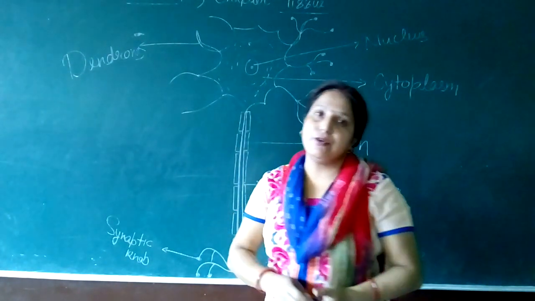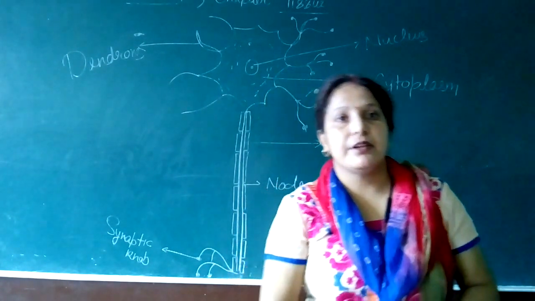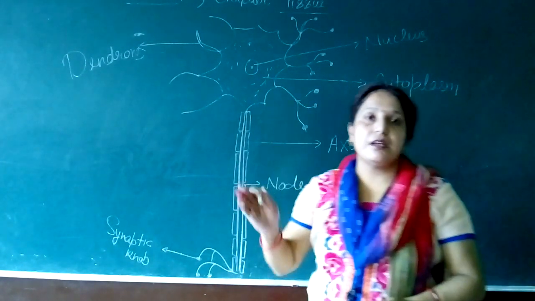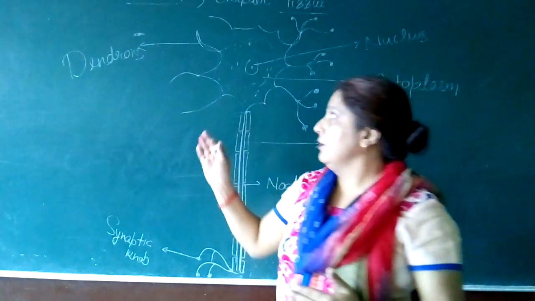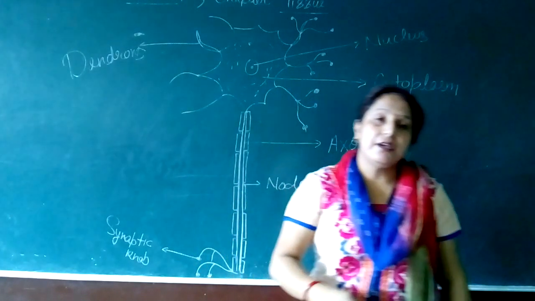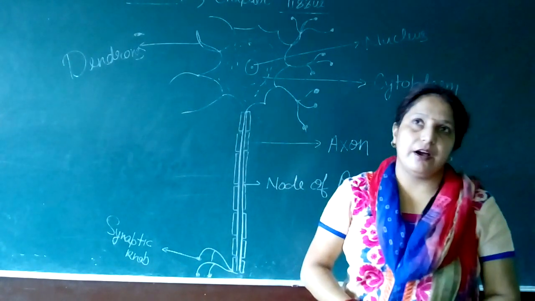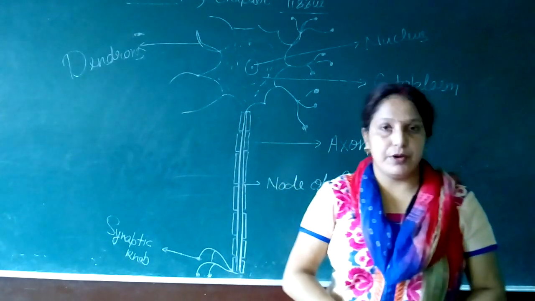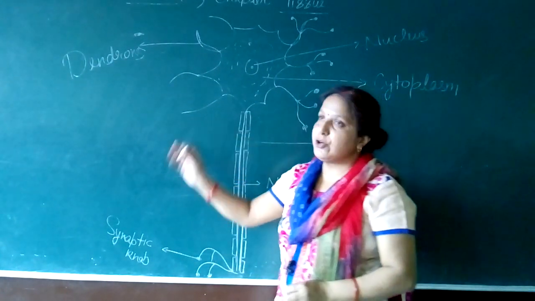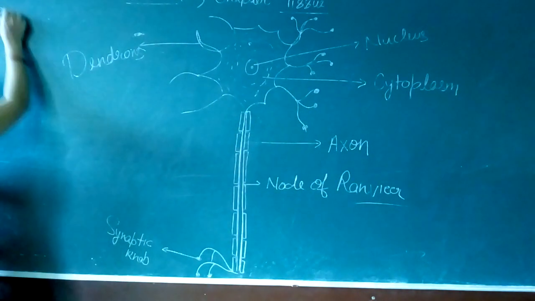Today we will continue our chapter 6, tissue, and our topic is nervous tissue. That is the last topic of animal tissue. After this we complete all animal tissues, and after the second unit test we will study plant tissue. So today our topic is nervous tissue.